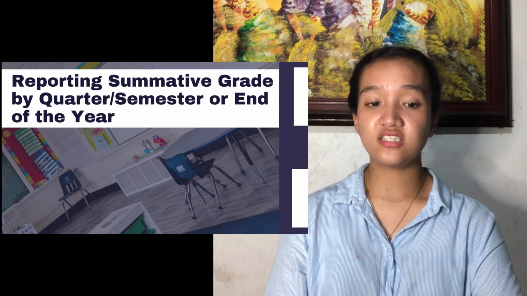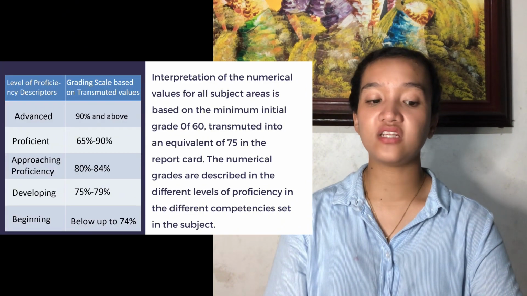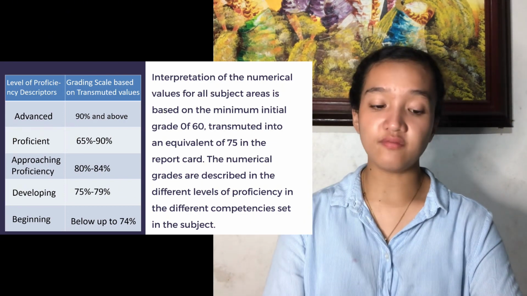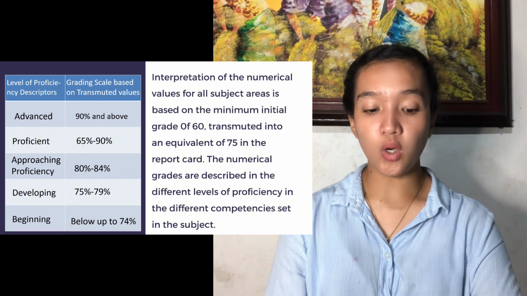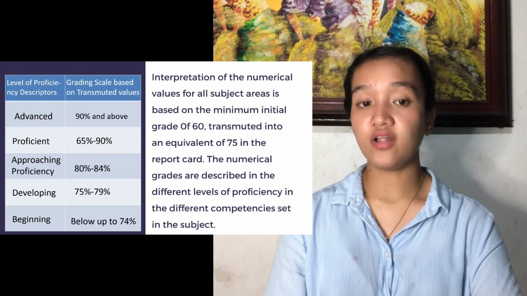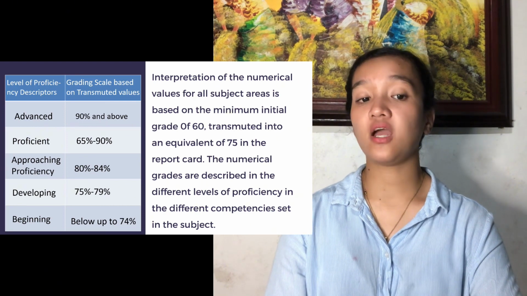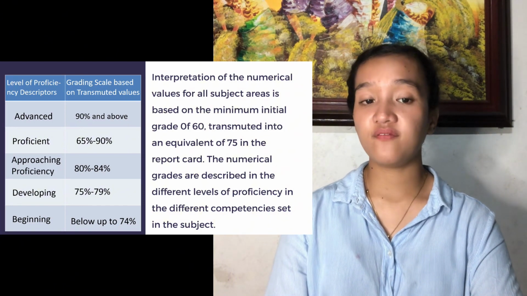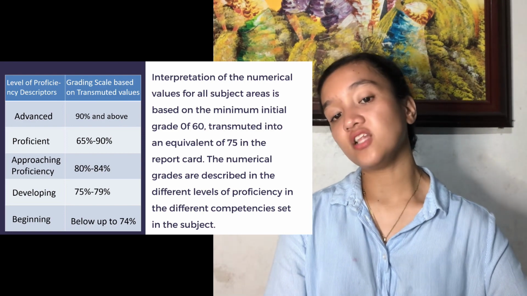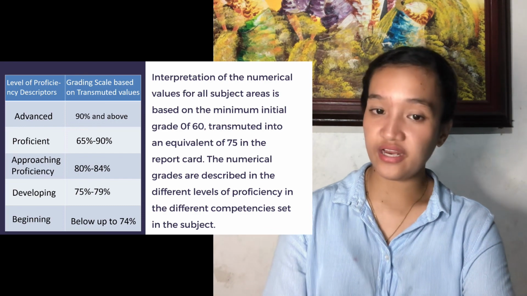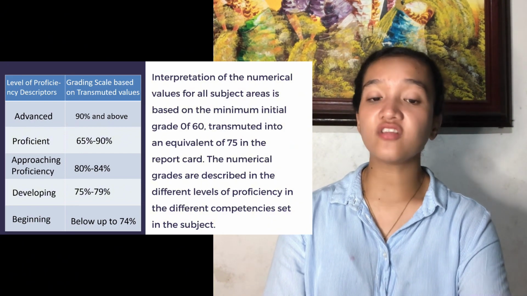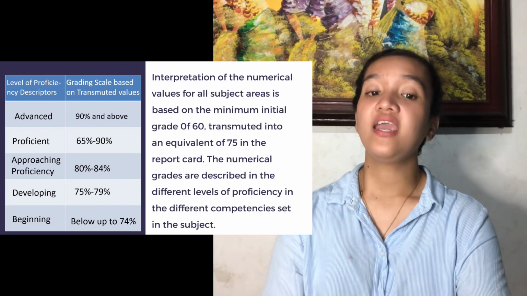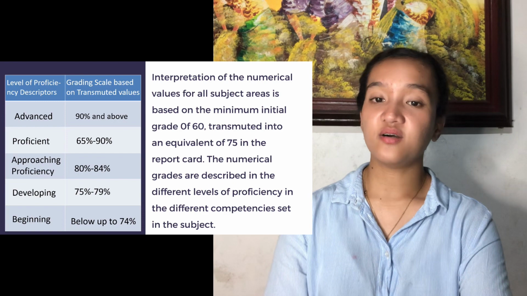Now, let's discuss how teachers interpret the grades that they computed. First is the level of proficiency descriptors. Let's start with beginning, which is below up to 74, developing, which is 75 to 79, approaching proficiency, 80 to 84, proficient, 85 to 89, and advanced, which is 90 and above. The interpretation of the numerical values for all student areas is based on the minimum initial grade of 60, transmuted into an equivalent of 75 in the report card. Now the numerical grades are described in the different levels of proficiency in the different competencies in the subject. So that's all. Thank you.